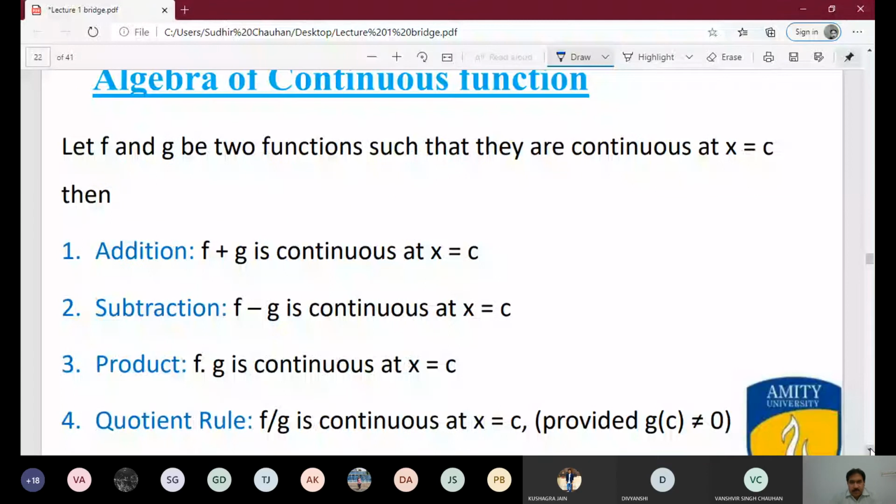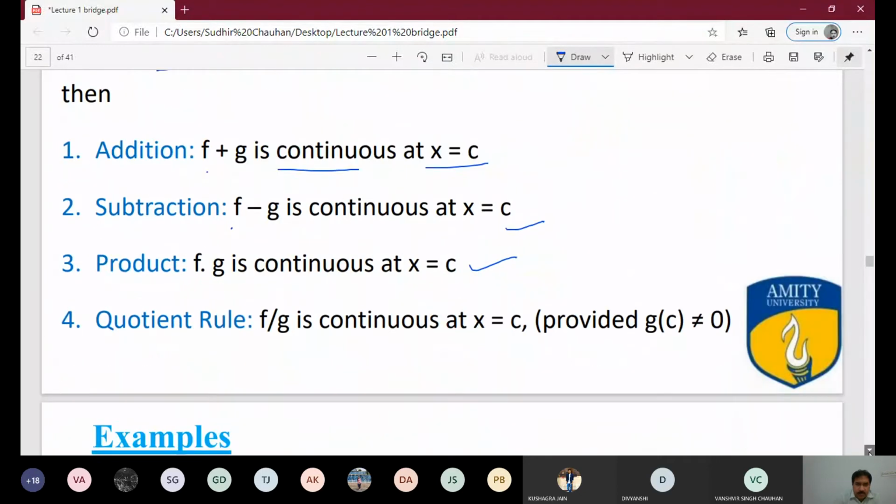So here we have some results on continuous functions. Again, if f and g are any two functions such that they are continuous at x is equal to c, then for addition, f plus g is also continuous at x is equal to c. So if f is a continuous function and g is a continuous function, that implies f plus g is also a continuous function. f minus g is also a continuous function. f into g is also a continuous function, and f upon g is also a continuous function, provided the denominator is not equal to 0.